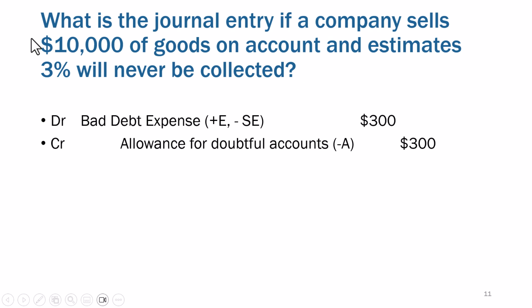Under the percent credit sales method, you do not need to know the balance that is in the allowance for uncollectible accounts like you would under the aging method. The aging method is just a different method. I just didn't choose to put that as a review question here.